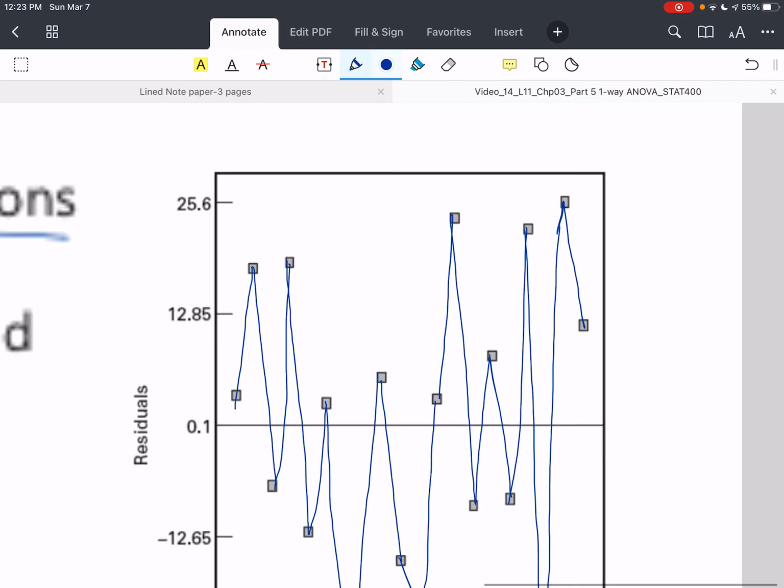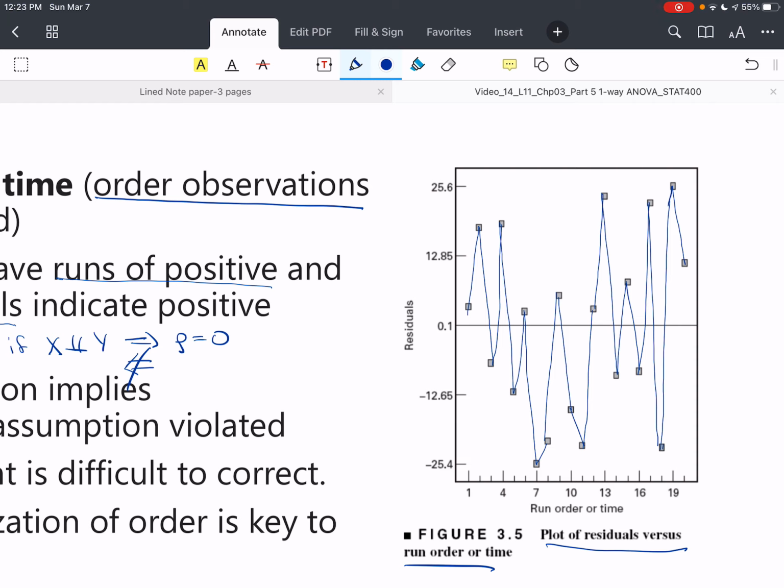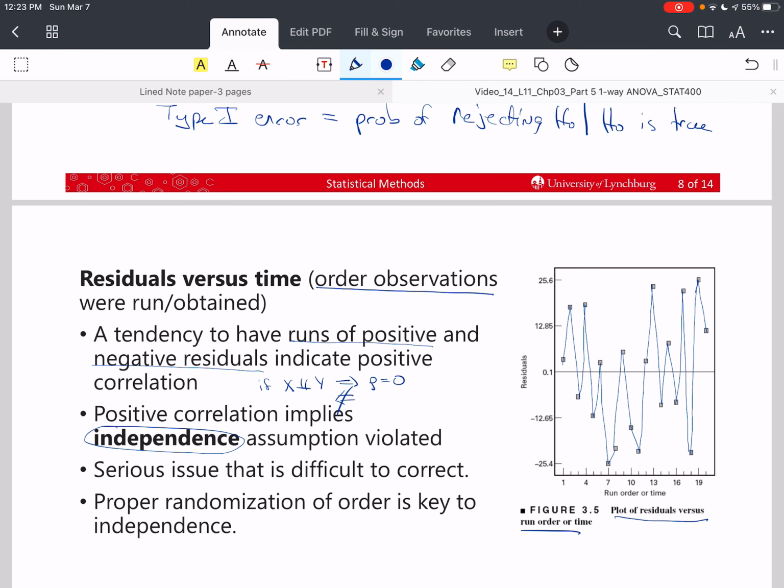Okay, so when I look at this, I see random fluctuations above and below the lines. I do not see any trends which would indicate correlation. Okay? All right. So if this occurs, it is a serious problem and it's difficult to correct. Basically, the only way you can correct this is to rerun the experiment in a randomized order.